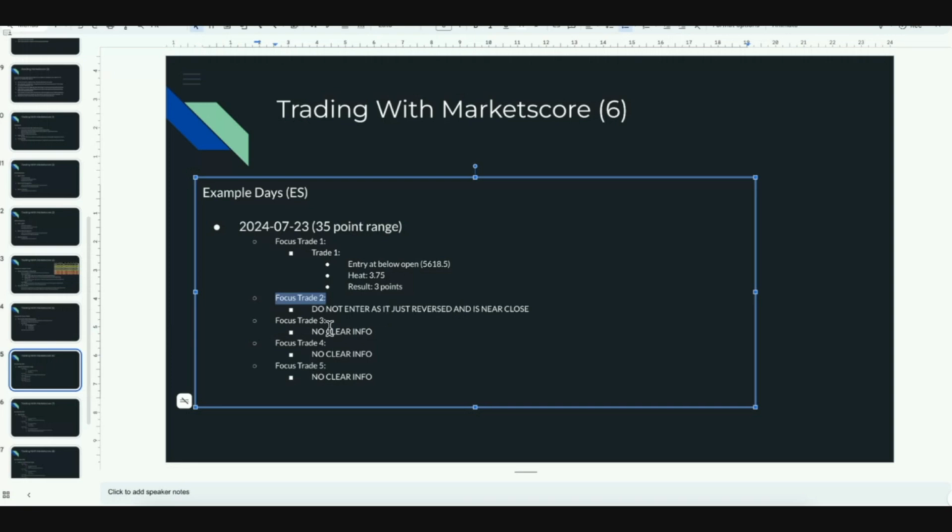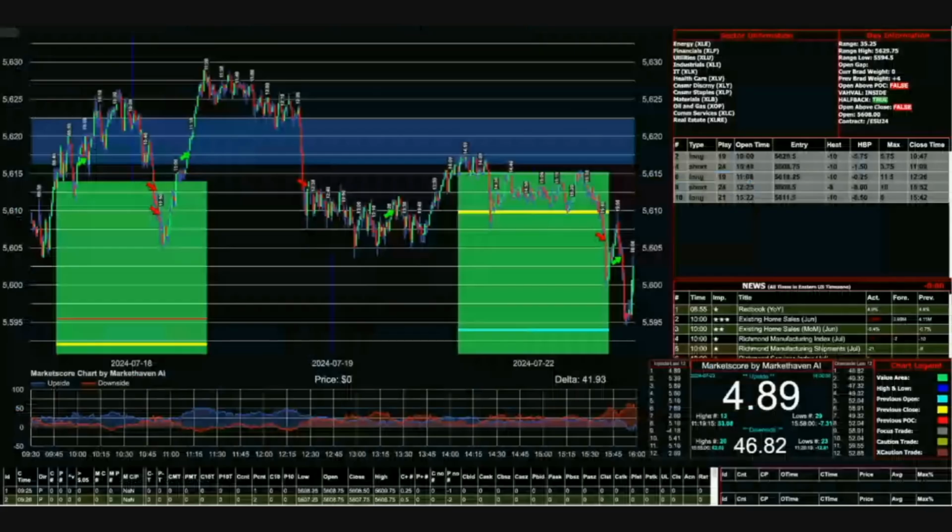And even if you took that trade and let's say you broke even or maybe lost a point, you'd call that day a wash. The other thing I wanted to point out is the days that I'm going to show you are not what I would call optimal days.